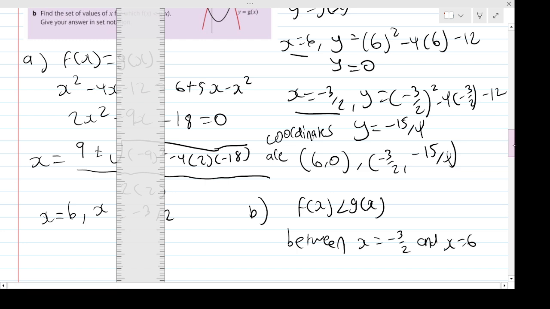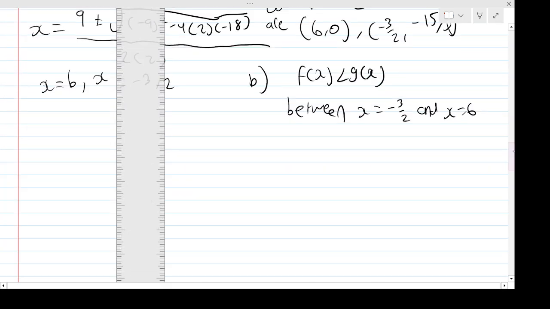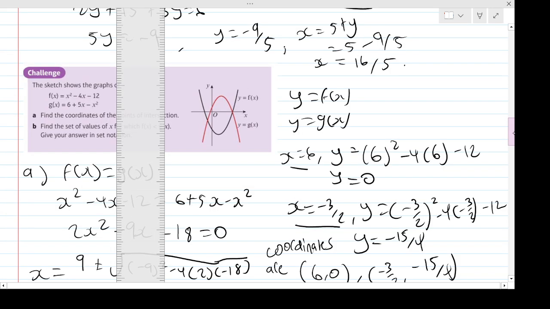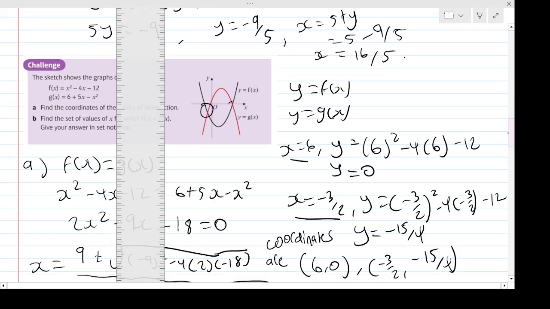Therefore, as an inequality, the values of x would be between minus 3 over 2 and 6. So when x is between these two values, that means f of x is less than g of x. Between these two intersection points, where x is between minus 3 over 2 and 6, that in turn means f of x is less than g of x.